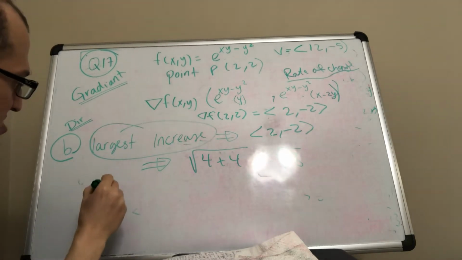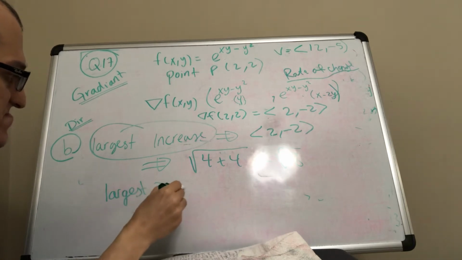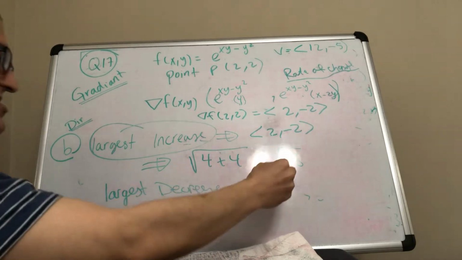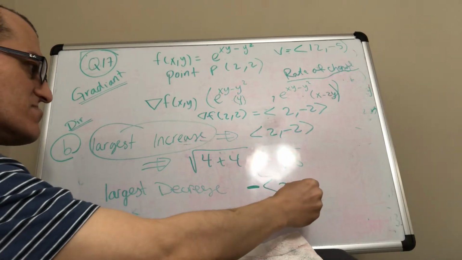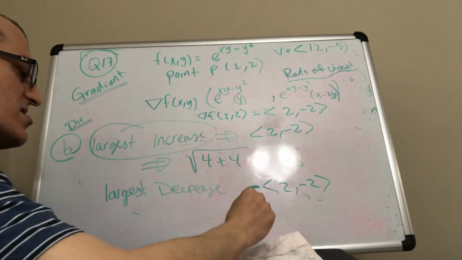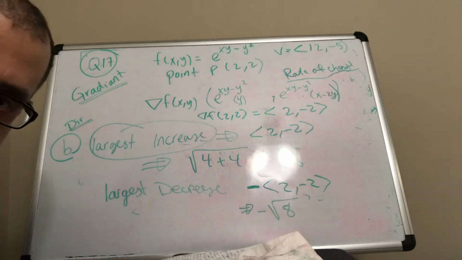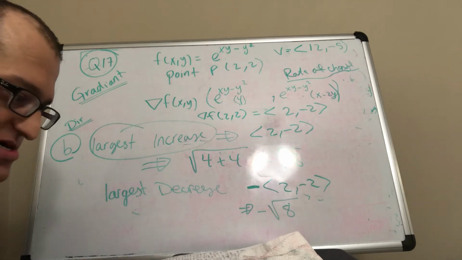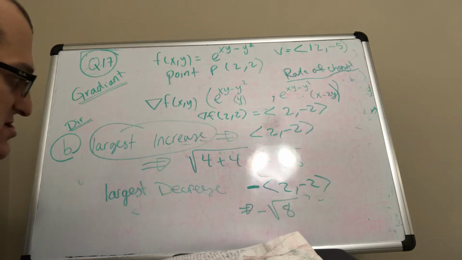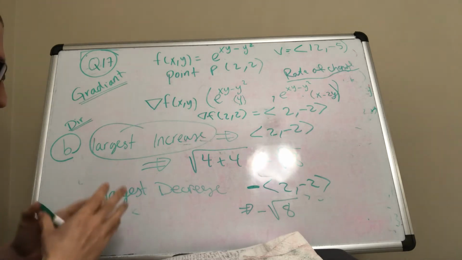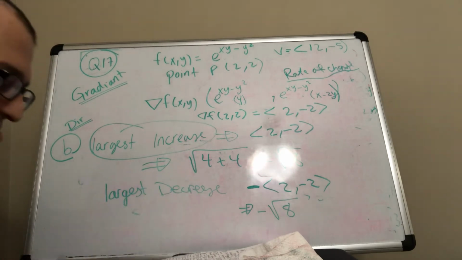If the question was largest decrease, it would be the same thing, but minus. So minus of this, which is eventually minus root of 8. That's if it's in the direction of the largest decrease or the minimum. So maximum, you do this. Minimum, you do the negative of this.